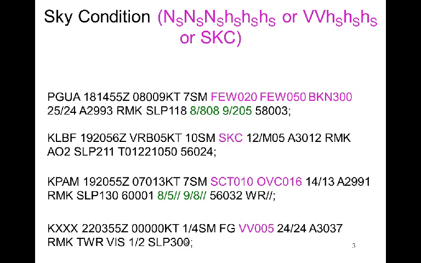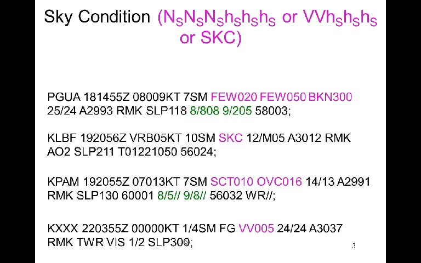In the second observation from KLBF, or North Platte, Nebraska, from the 19th day of the month at 20:56 Zulu, we see that after the 10 statute miles visibility, we have the code SKC, or sky clear. In the third observation from Tyndall Air Force Base, or KPAM, we note that with unrestricted visibility, the sky condition is scattered at 1,000 and overcast at 1,600. The scattered at 1,000 deck, remember, is 3 or 4/8 covered. And then the overcast deck at 1,600 is completely covered at 8/8.